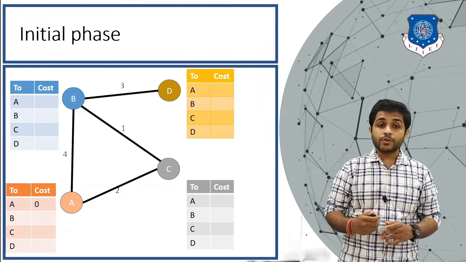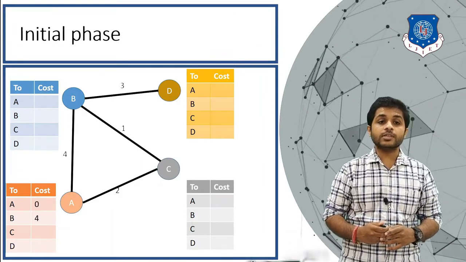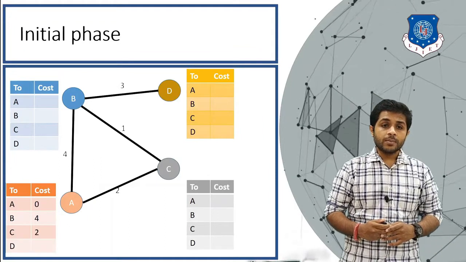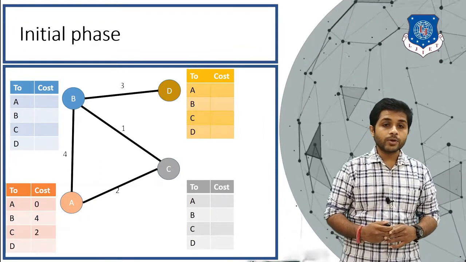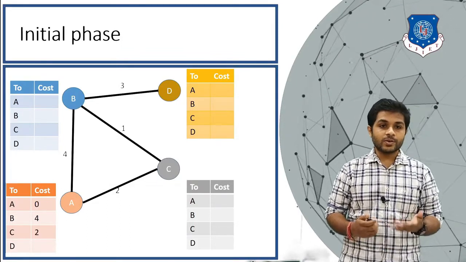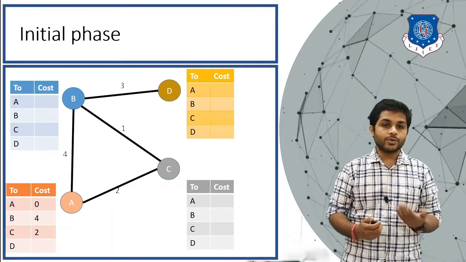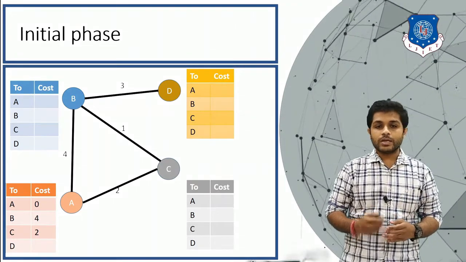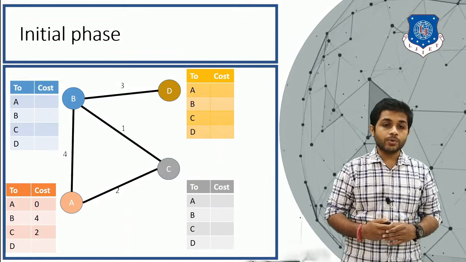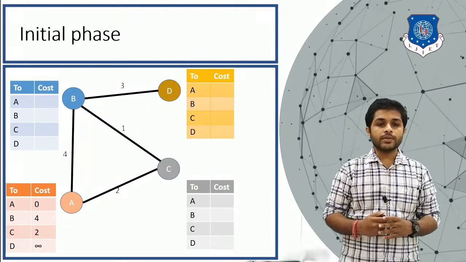Now the distance from A to B is 4 and the distance from A to C is 2. But router D is not connected to router A directly, so router A doesn't know the distance from itself to D. In that case, it will put infinite in that field. Now what is the meaning of infinite?